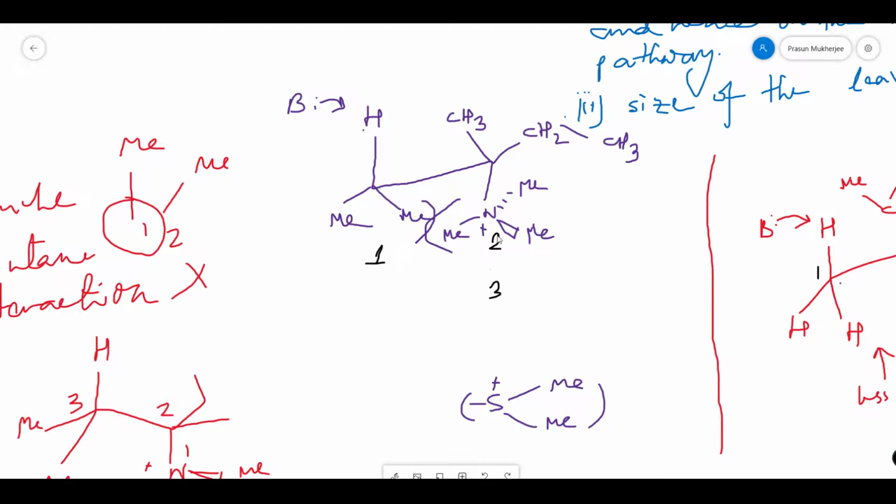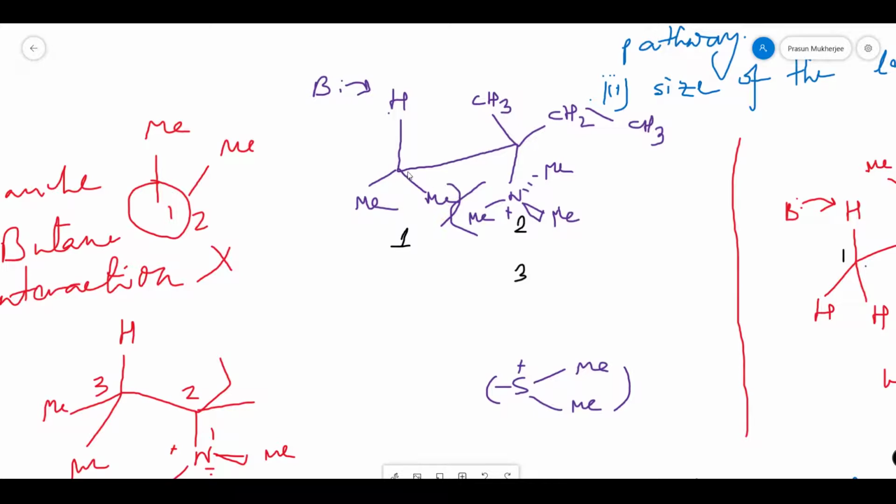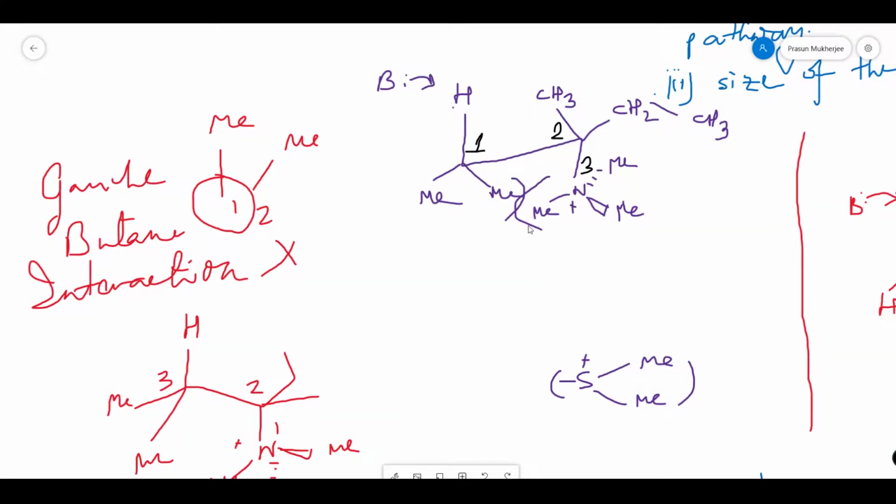As you can see, this is the number 1. If we number this carbon as 1, this carbon will be 2 and the nitrogen atom will be 3. So there will be a 1,3 syn diaxial interaction. This interaction is 1,3 syn diaxial interaction.